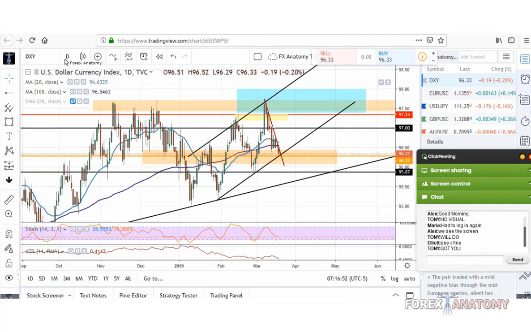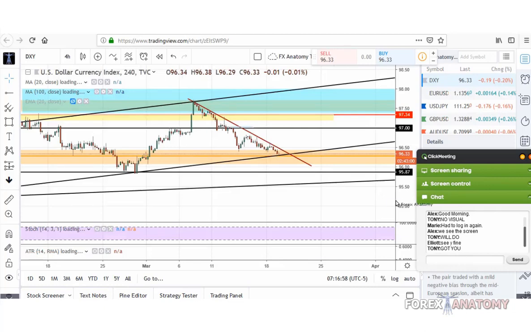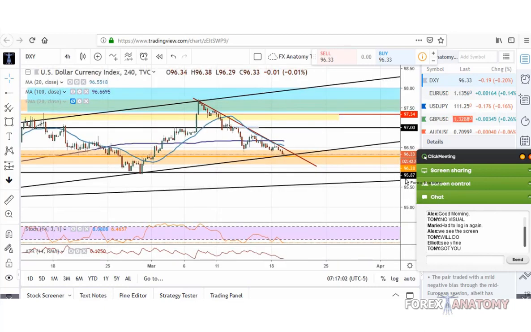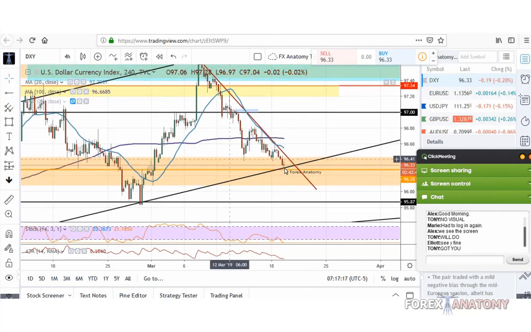But if you go to a smaller time frame, like the 4 hour, you can see that price is still respecting this descending trend line resistance right here. Which means that, unless this trend line is broken to the upside, we could still see the dollar weaken and push past this support right here. So that's something for us to be mindful of when trading dollar denominated pairs and even some of your dollar base pairs.